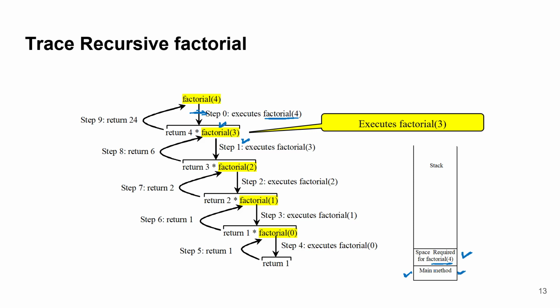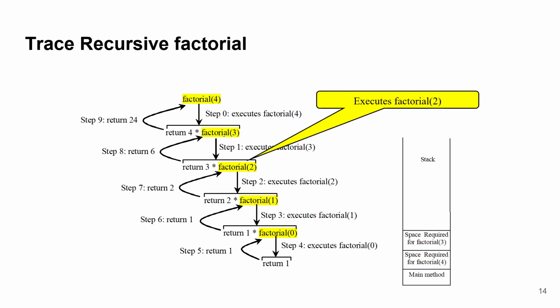And then since the main method invoked factorial 4, we had to give some activation record for the factorial method invocation with the value 4 as the parameter. Now factorial 4 is invoking factorial 3. So we will need another activation record for the factorial method invocation with the parameter value being 3.